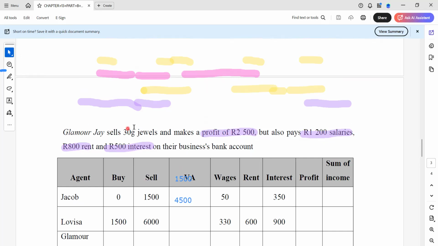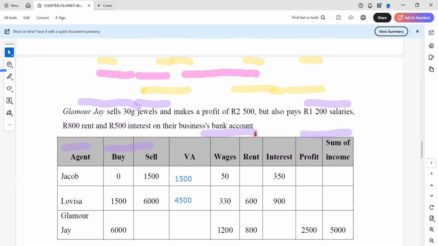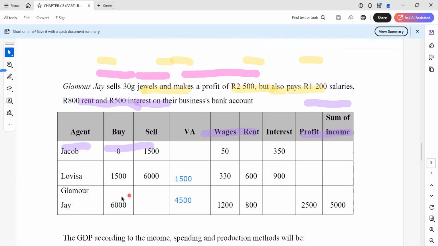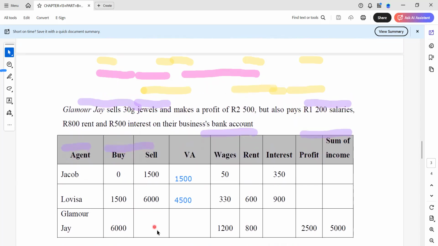Glamour J sells 30 jewels and makes a profit of 2,500. So you can see here, they're showing us that Glamour J is going to buy these earrings for 6,000, right? He's going to buy these earrings for 6,000 and then he sells 30 grams of jewels for how much? They don't tell us for how much, right? Because if they had told us he sells 30 grams at 50 rand, we would just say 30 times 50, then write that figure here.